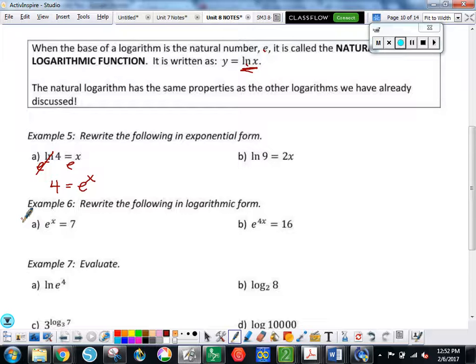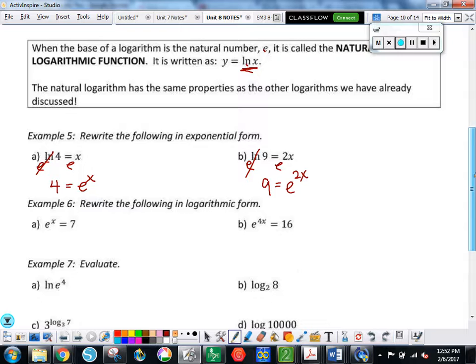On the next one, if I want to get rid of the natural log and write it as an exponent, what's going to cancel the natural log? E. So what do you do? You E it. So on this one you have 9 equals E to the 2x. Being able to go from one form to the other will be useful because soon we will be solving equations where you have to cancel out either an exponent or a log. So you need to be able to go from one to the other.